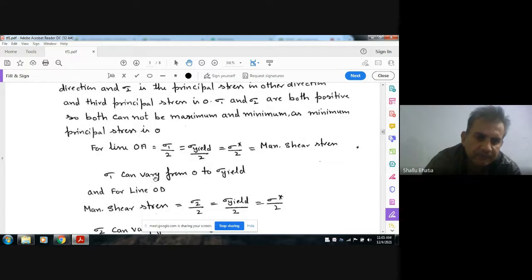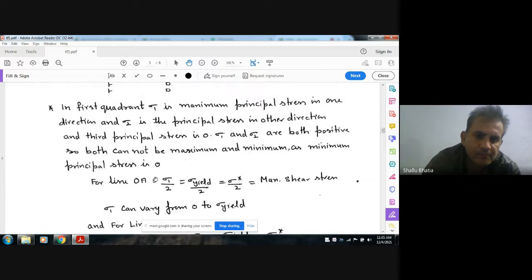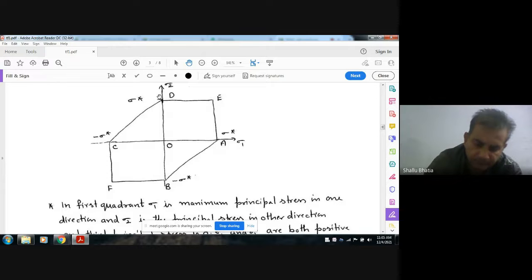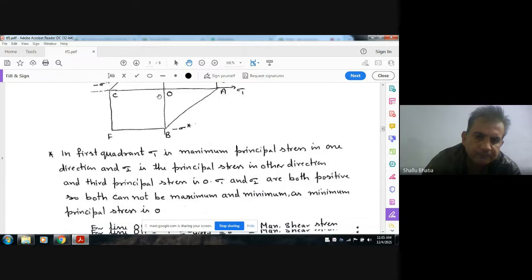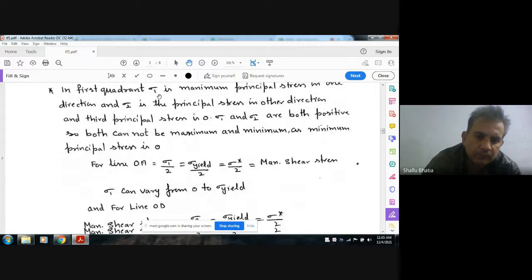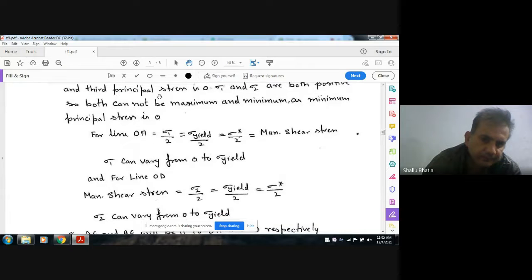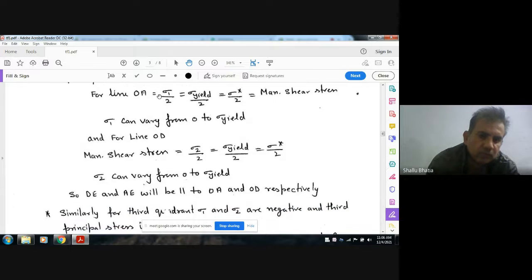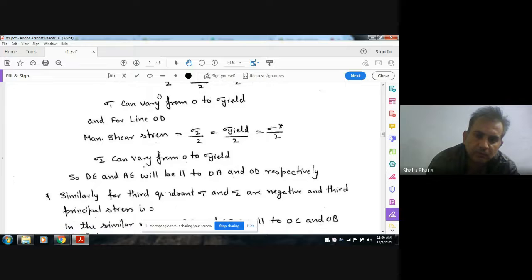Similarly, for line OD, the maximum shear stress is sigma 2 by 2. That should be equal to sigma yield by 2 according to the shear theory, that is sigma star by 2. So sigma 2 maximum can be equal to sigma star if we don't take any factor of safety. Sigma 2 can vary from 0 to yield. So BC and AE will be parallel to OA and OD.